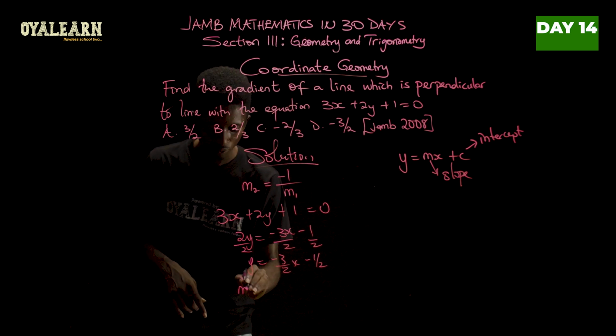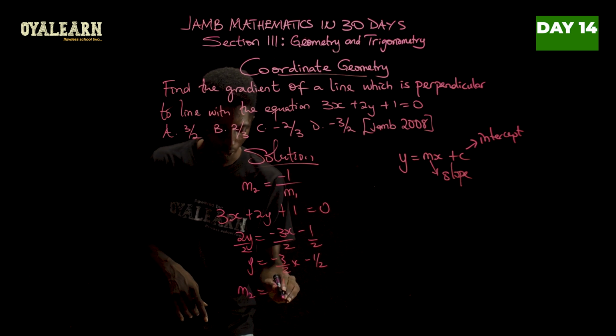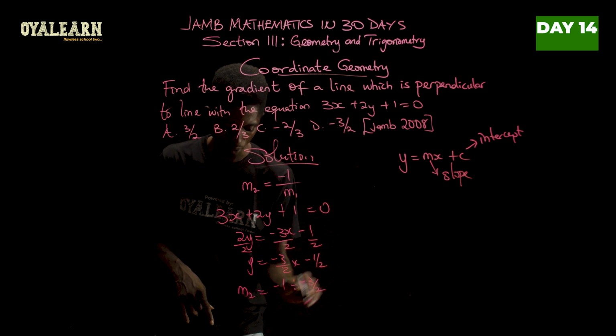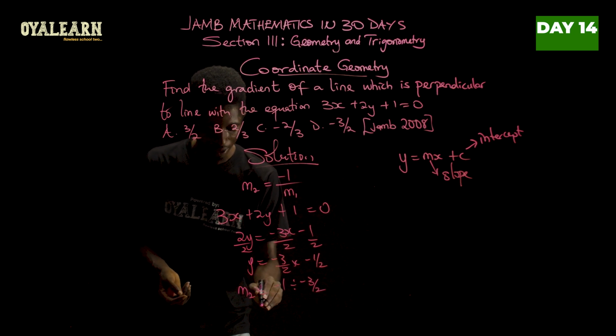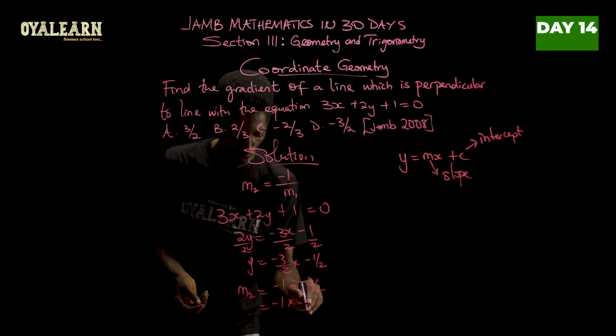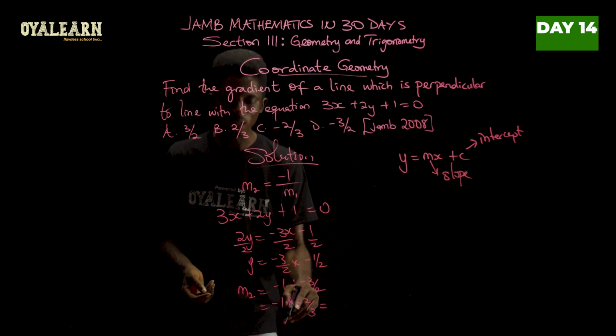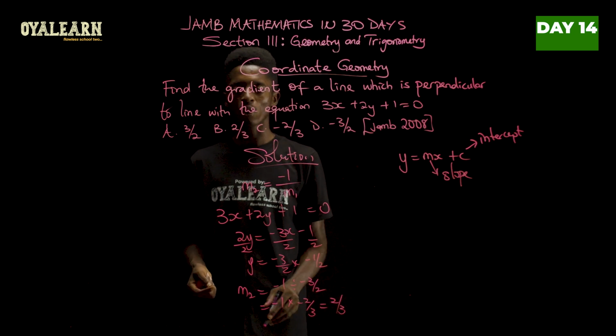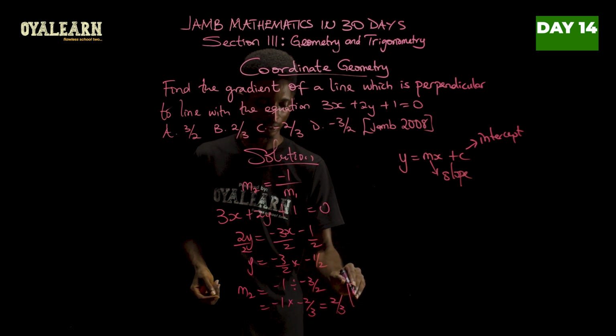So m2 would therefore be minus 1 divided by minus 3 over 2. This can then be written as minus 1 times minus 2 over 3. And minus times minus will give us plus, so we have 2 over 3. The correct option is therefore B.